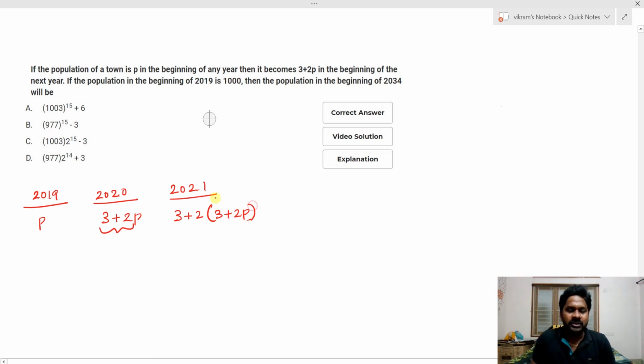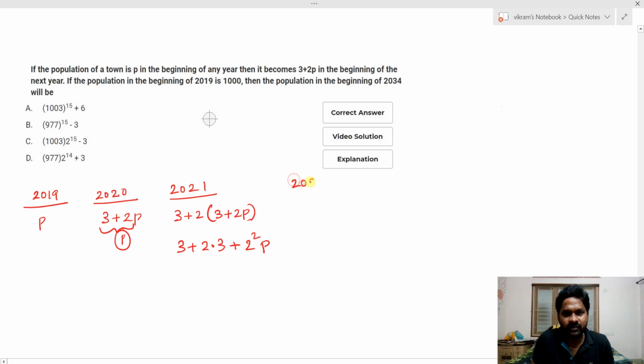Okay, are you getting? This is nothing but the previous year's population, that will be 2 times of 3 plus 2p. The population will become 3 plus 2p, but p now is 3 plus 2p. Now if we go with this one, we can write this as 3 plus 2 into 3 plus, what will we get, 2 square into p.